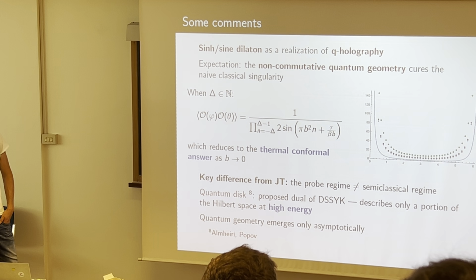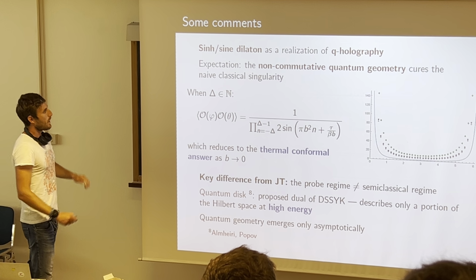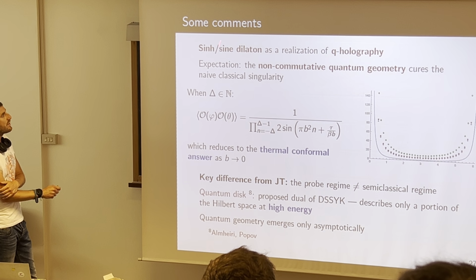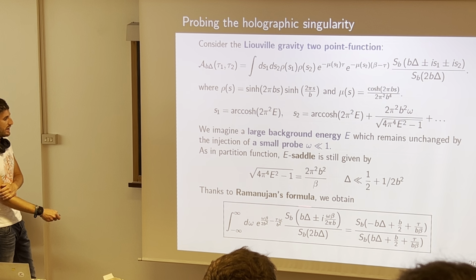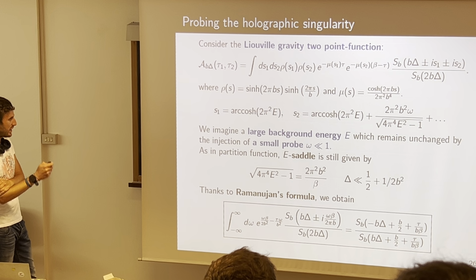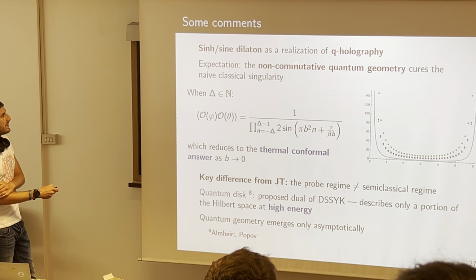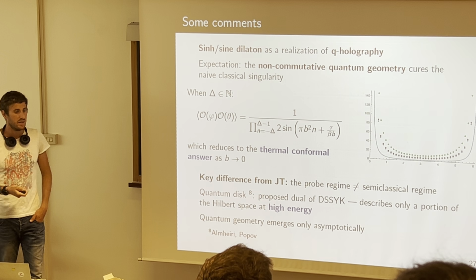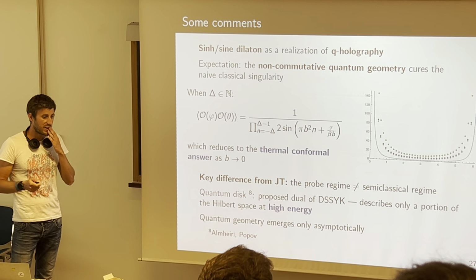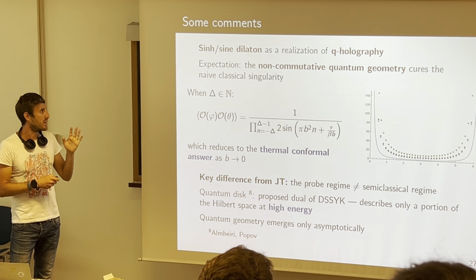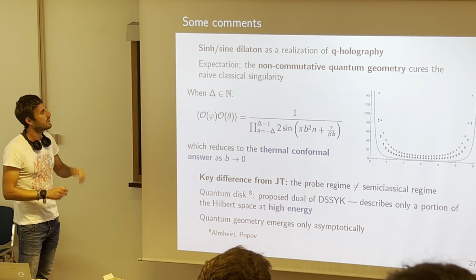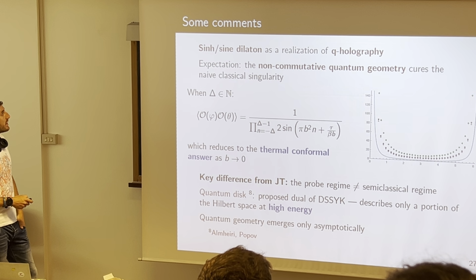But there are some caveats. So first of all, some comments. It seems like this can be extended to sinh dilaton gravity and maybe also sine dilaton gravity, because we may hope to find a similar formula involving q-Pochhammer symbols, for instance, but we have not managed yet. So it can be seen as some kind of realization of this quantum holography. As far as we know, this is the first instance where there's a proposal where this quantum holography emerges in a clear way, I think.